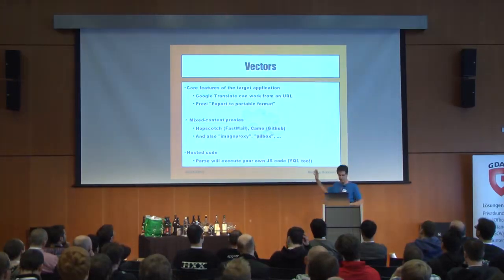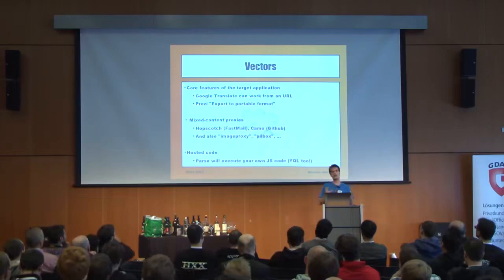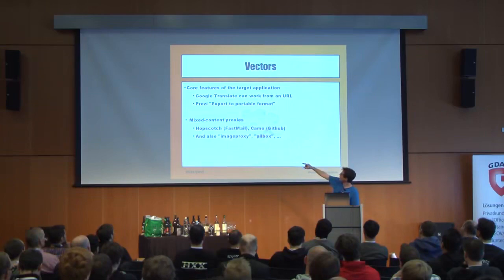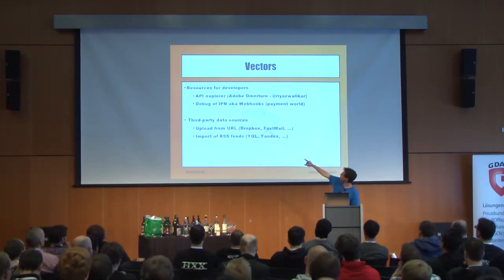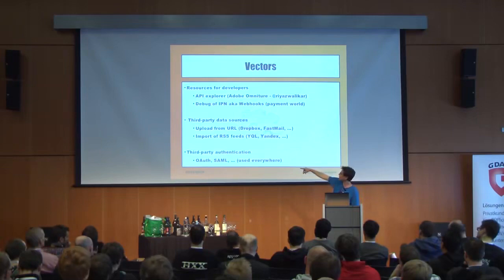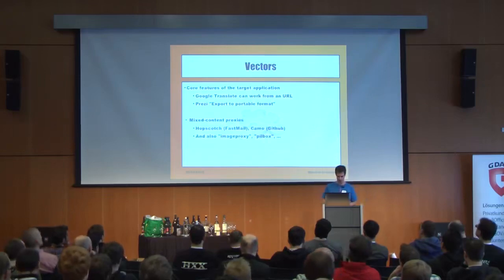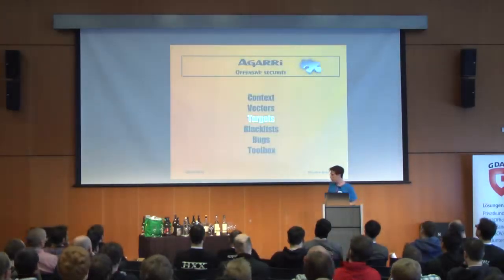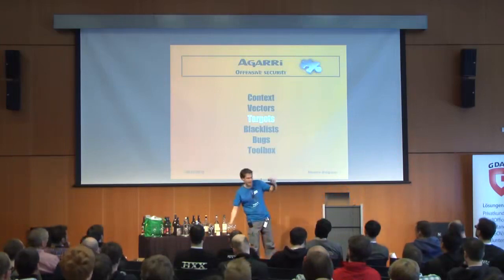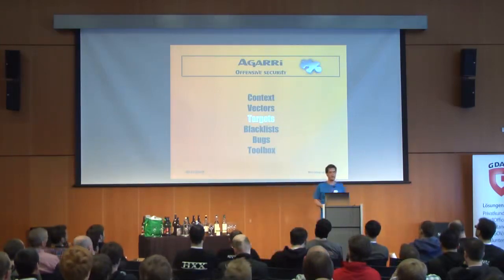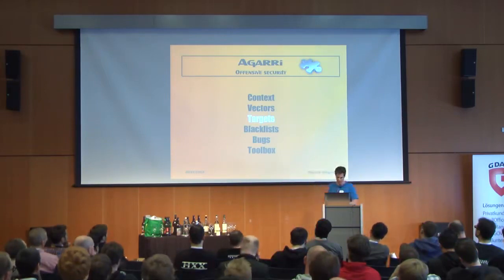So this is the kind of features we are looking for, and there's everything which is application-specific. But with mixed content proxies, third-party data sources, developer resources, and third-party authentication, you have this kind of stuff everywhere. So we already have a lot of attack surface to check. OK, so we have some vectors. So we have some input fields where we can enter a URL. The question is, which kind of URL do you want to enter in this input field?